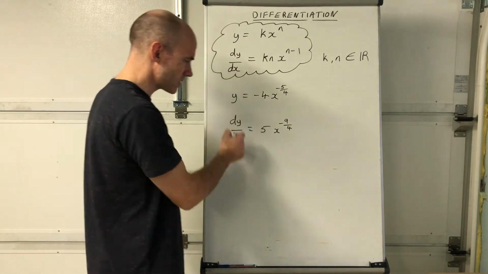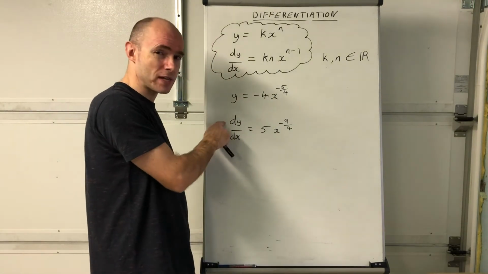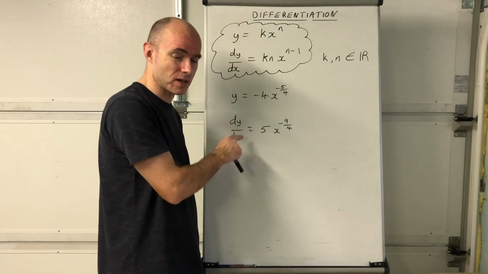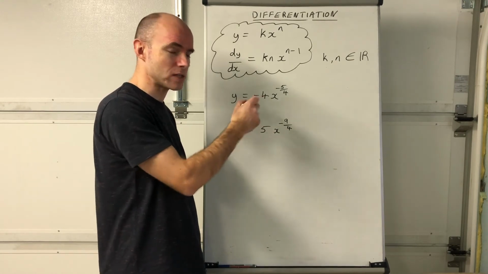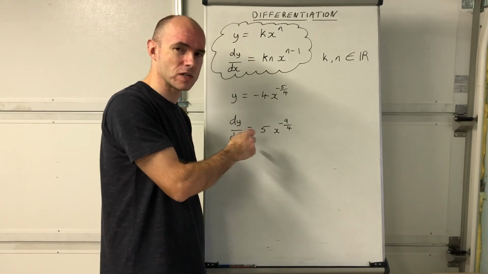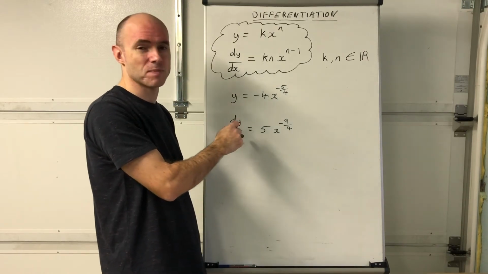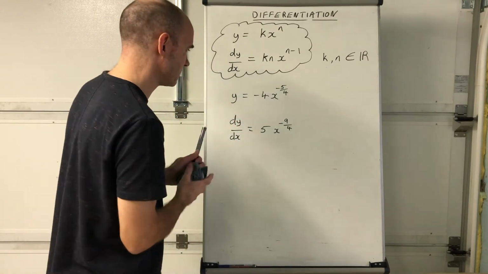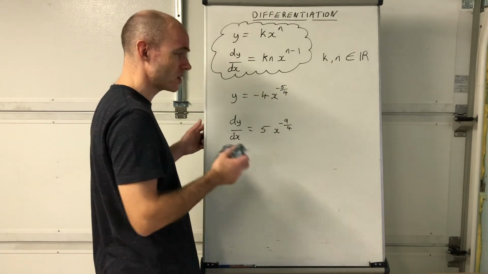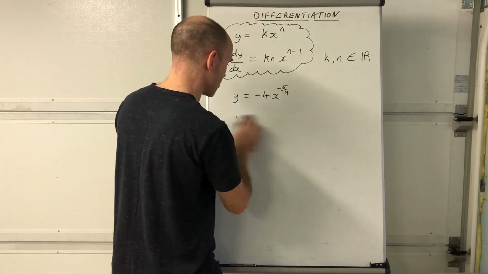The dy dx, again as a reminder, means the rate of change of y divided by the rate of change of x, or the rate of change of y over the rate of change of x, or how y changes depending on how x changes as well. Or how y changes with respect to x.